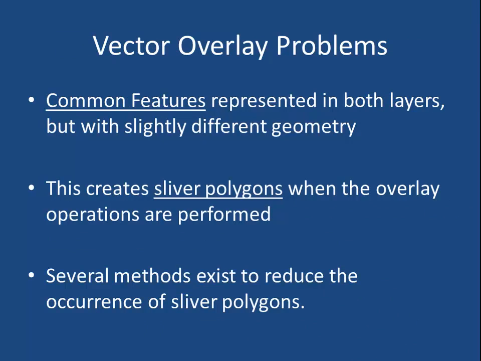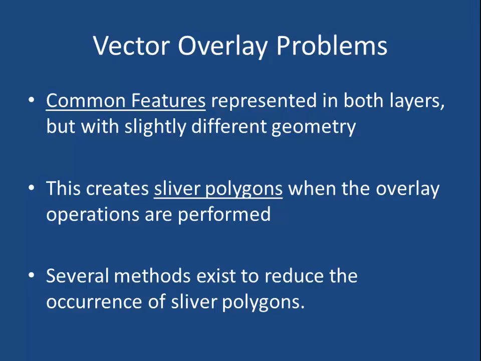When performing vector overlays, there are a few problems that you should be aware of. In the case where the input features represent common features that are represented in both layers, they might have slightly different geometry. This is going to create something that we call sliver polygons when the overlay operations are performed. For instance, we can imagine we have one input data set that represents the national boundary of Canada, created at a 1 to 5 million scale. We have a second input data set of the national boundary of the United States of America, created at a 1 to 2 million scale.